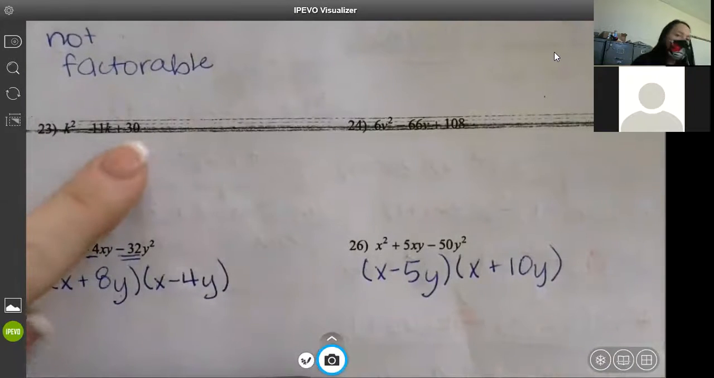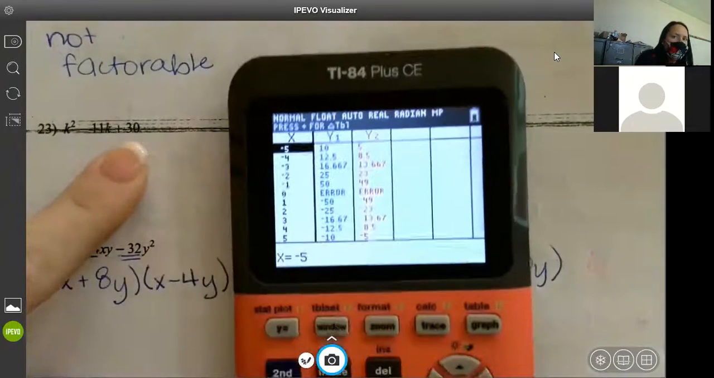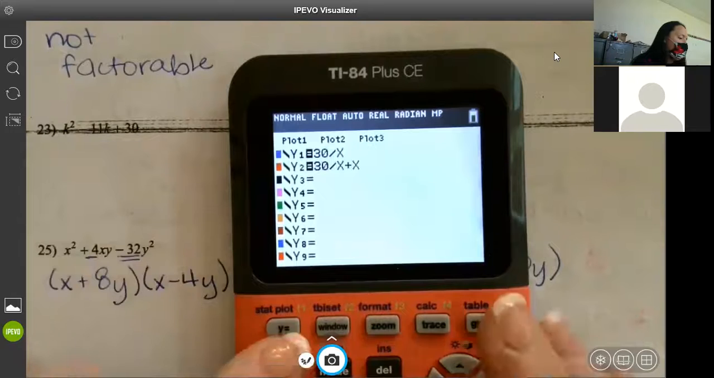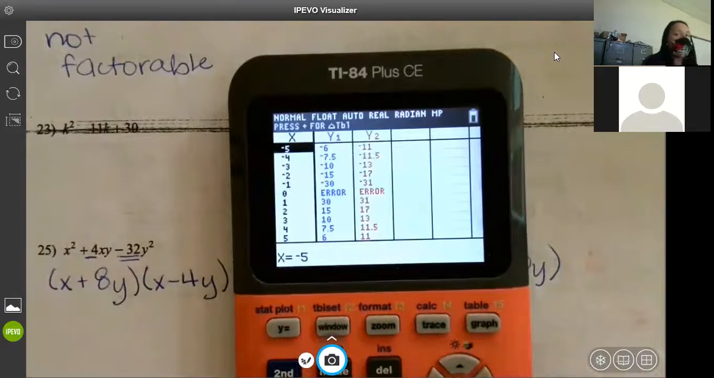I think this is a +30 and a -11. I don't know why it has that big line in it, so we're going to delete this out. We have a +30, and we're looking for -11. And it's right there on top too.